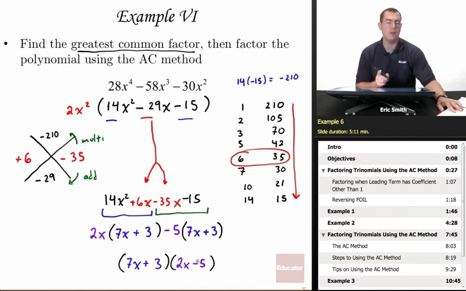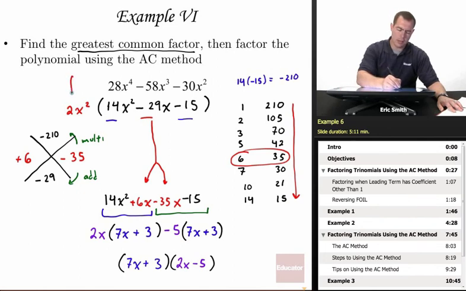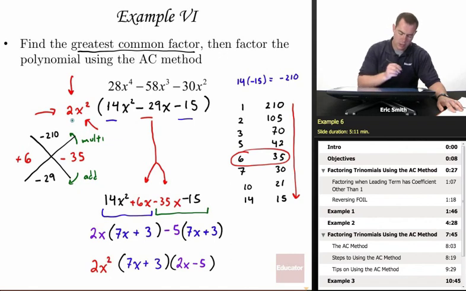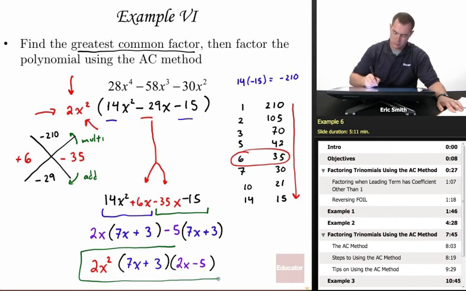Now be careful, this one isn't done. Remember that initial factor we took out at the very beginning? It's still out front of this entire process. So feel free to write it down now in front of all of this. That way you do not forget it. Now we have the final factored form of our polynomial.